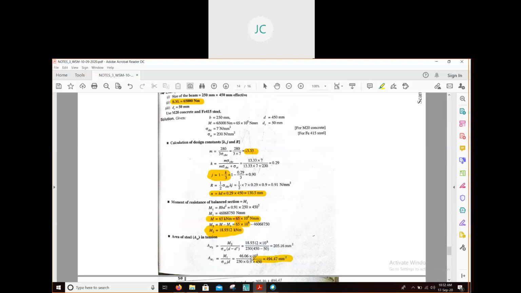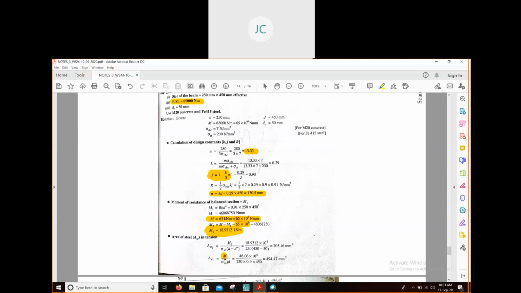So what is the meaning of this? This means this amount of steel will be required for a balanced section. That's why you have seen that M1 is used. M1 is the moment of resistance for a balanced section. That means if you are using a balanced section, this amount of steel will be required.